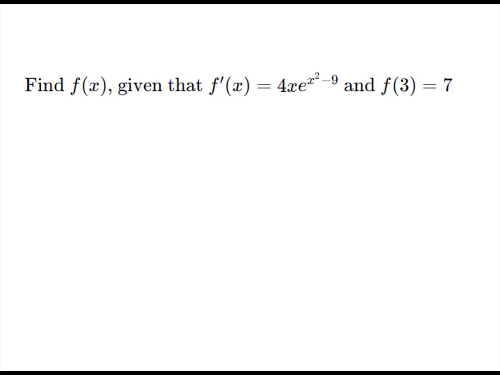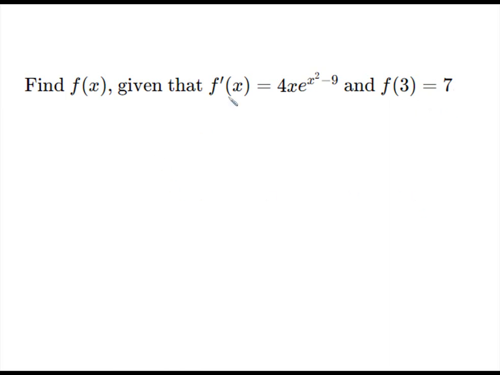Okay, so let's take a look at some very common integration type problems that you might see on the IB exam. Okay, so let's take a look at this question here. It says find f of x given that the derivative of f is equal to 4x times e to the x squared minus 9, and they also tell us f of 3 is equal to 7.